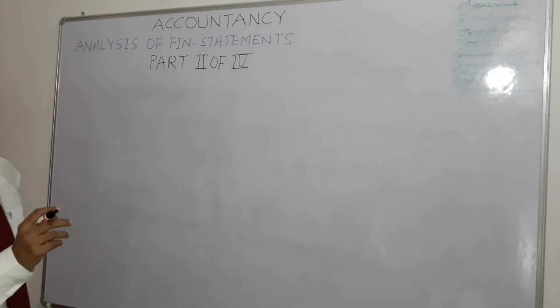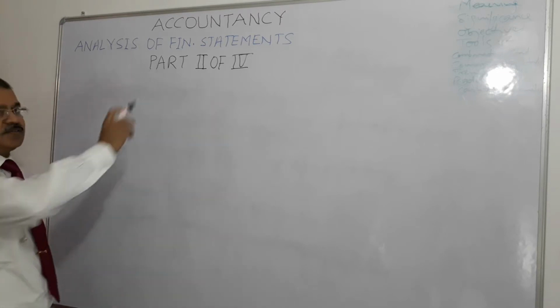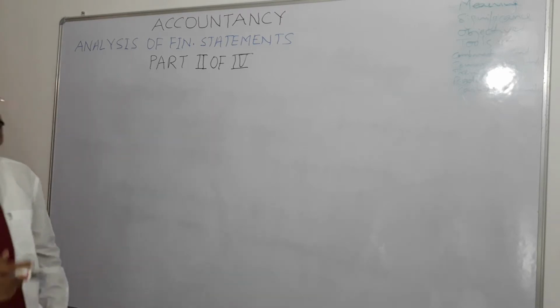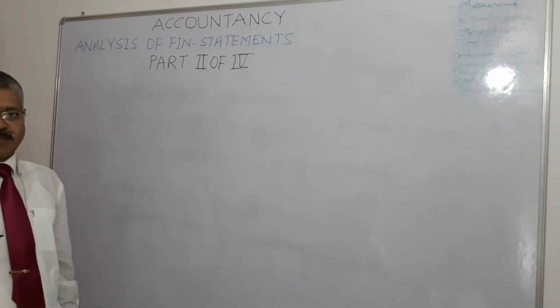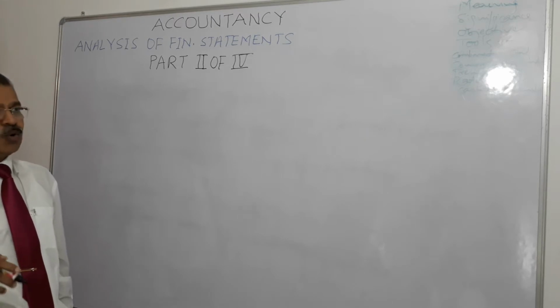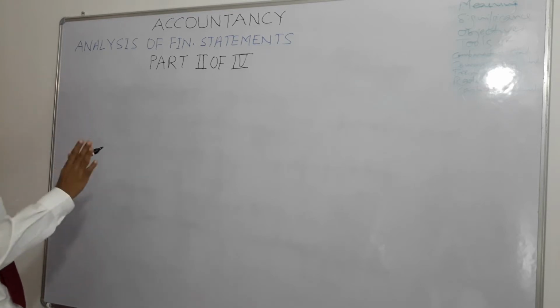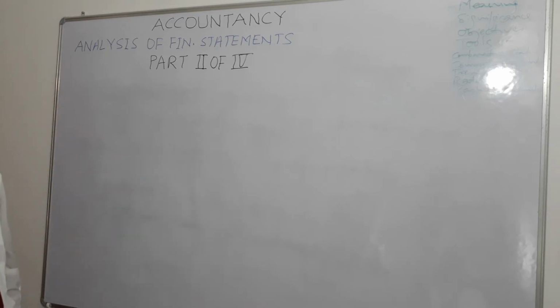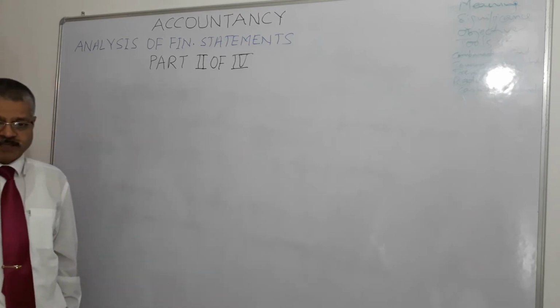We had discussed there are 5 tools to analyze financial statements. Those are comparative statement, common size statement, ratio analysis, cash flow analysis, and trend analysis. So in part 2 of 4 we will discuss comparative statement, right? Comparative statement we have already discussed what it is.